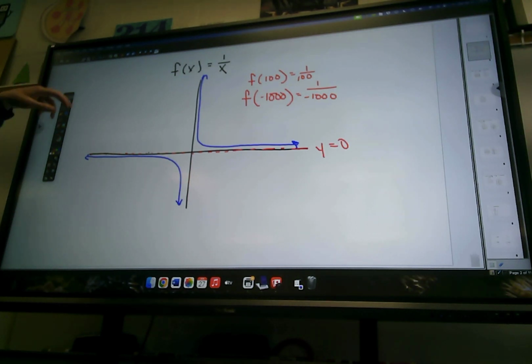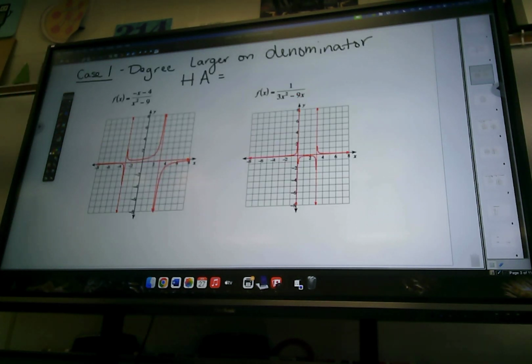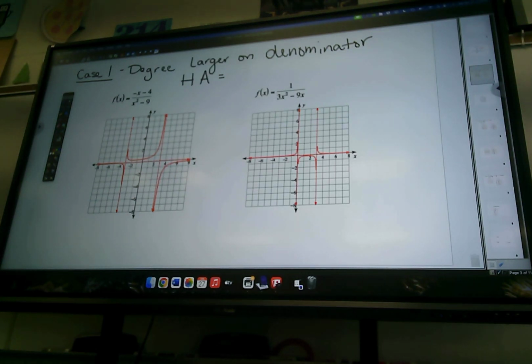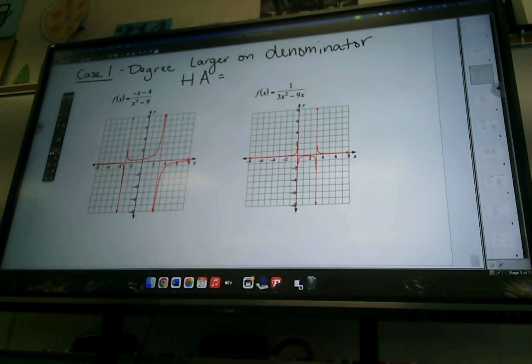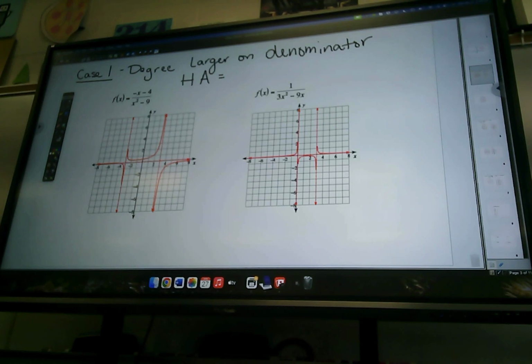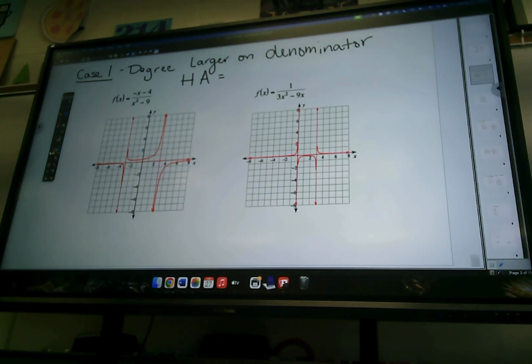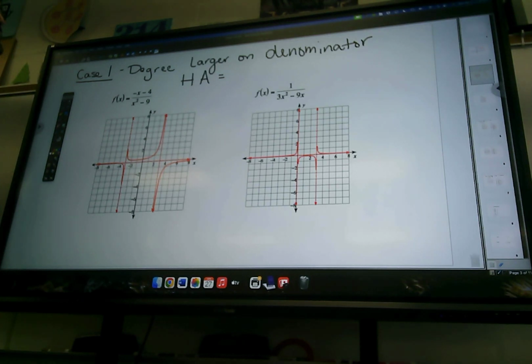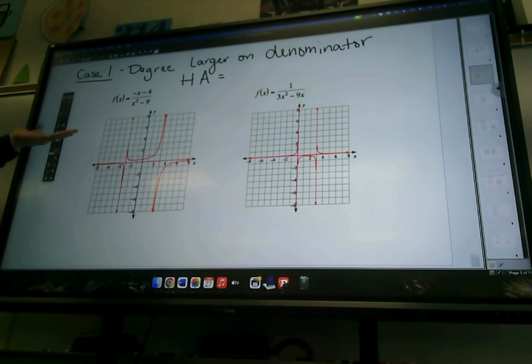So the first case is that the degree is larger on the denominator. Basically, there's going to be a battle between the numerator and the denominator, and one's going to win. Well, not always, but what we're doing is we're going to take a look at who's going to win. So what I've done is I've graphed a couple of rational functions, and we're going to take a look at the graph.